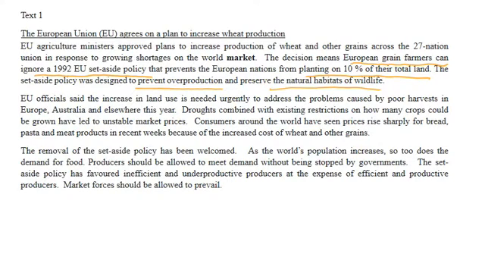EU officials said that the increase in land is needed urgently to address the problems caused by poor harvest in Europe, Australia, elsewhere this year. So you could mention that this will hopefully help to offset these poor harvests, that there have been droughts, and restrictions on how many crops could be grown, and we have unstable market prices. So hopefully this is going to help to stabilize market prices by increasing the amount of land available for farming.